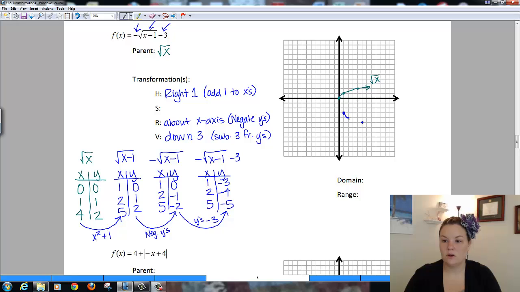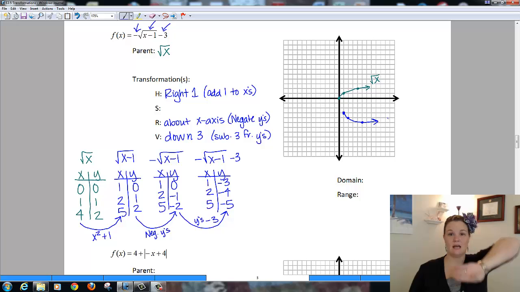Okay, so notice when I combine, I get something like this. If you're not sure which way to draw the arrow, start with your original function, which you know looks like this. Okay, and then we went right 1, so now it looks like this. Okay, and we flipped it about the x-axis, so now it's upside down, right? And then we went down 3.